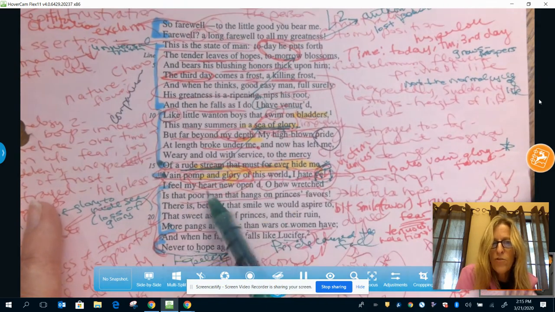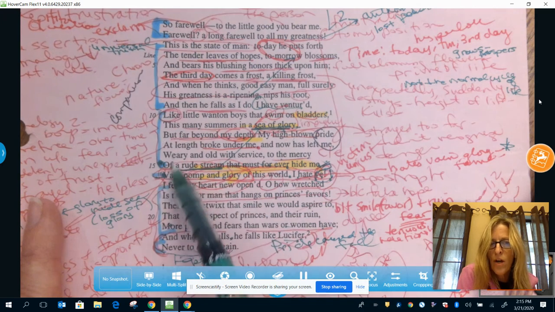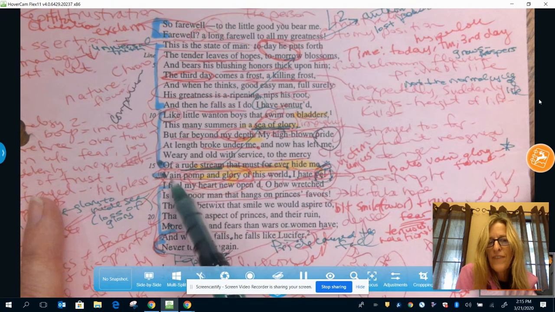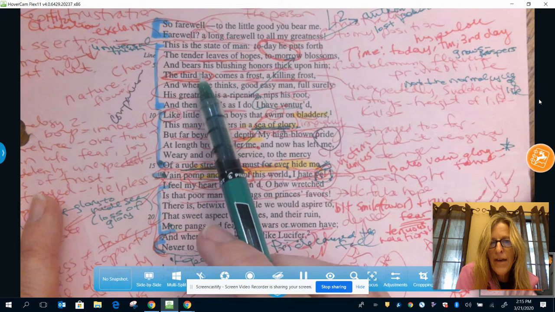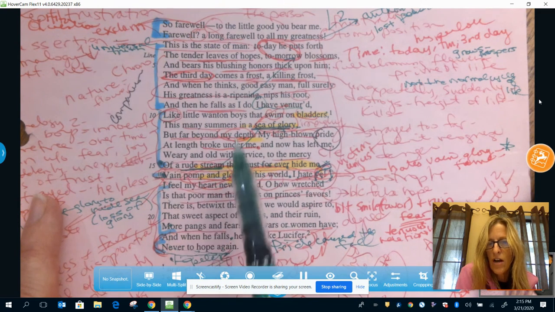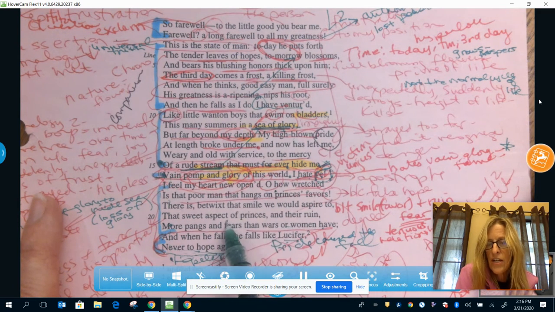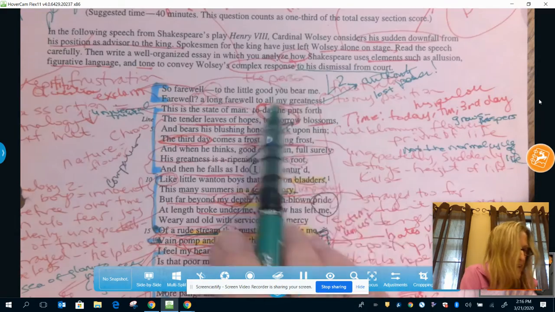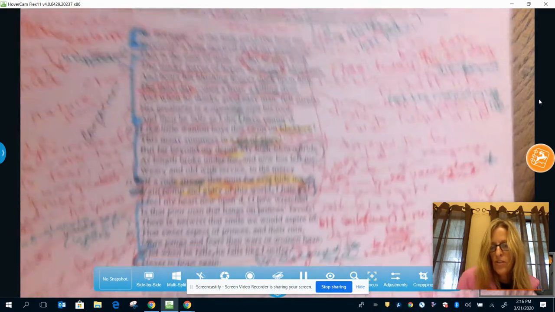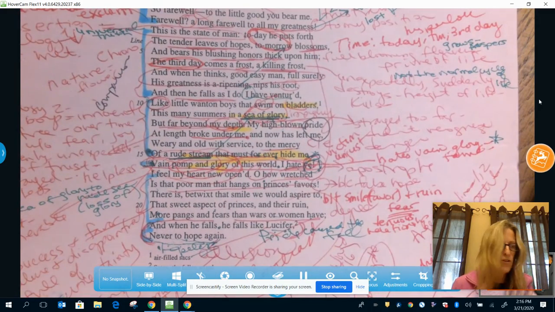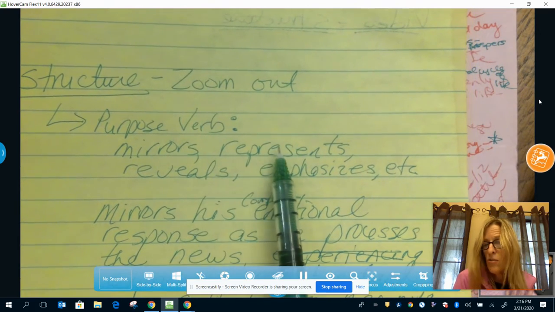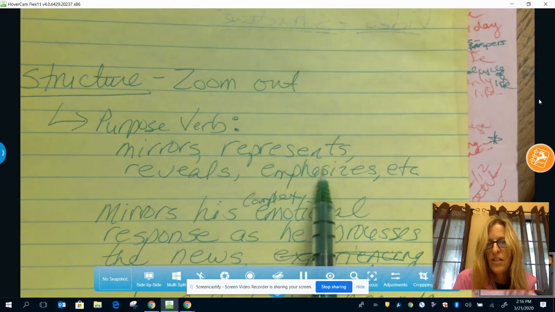So as we move through these things, we would talk about how Shakespeare develops this idea of his emotional response through these metaphors and through these analogies, through the use of syntax, diction. But what we're looking at overall in the structure is, what is it really telling us about his response to his dismissal from court? So then we're going to look for some purpose verbs. In other words, what does the structure do? It mirrors something. Does it represent something? Does it reveal something? Does it emphasize something?